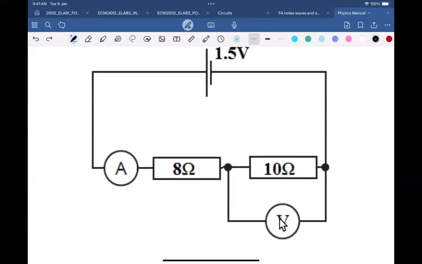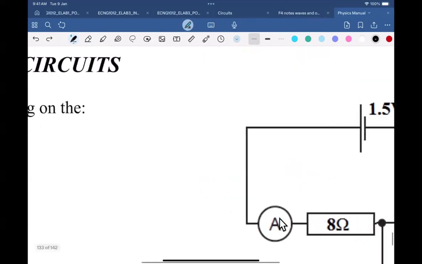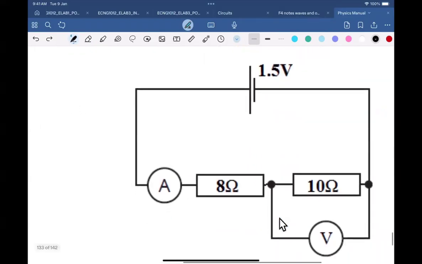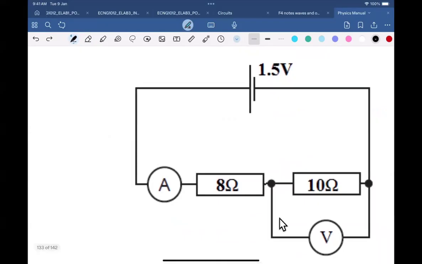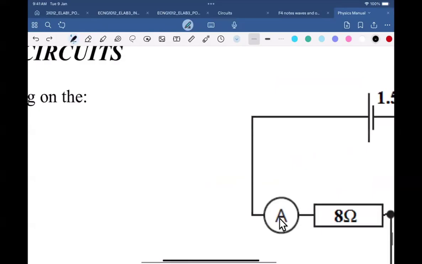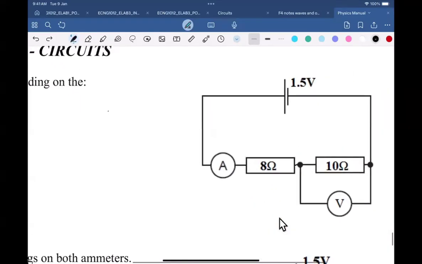Wait, let me explain something, guys. This is a good opportunity to explain an ammeter and a voltmeter because that was confusing earlier. If I remove the ammeter and the voltmeter from the circuit, it will make plenty sense. Let me show you what I'm talking about. I'm going to draw that exact same circuit, just removing the ammeter and the voltmeter.